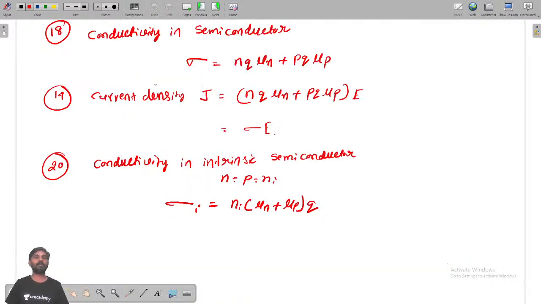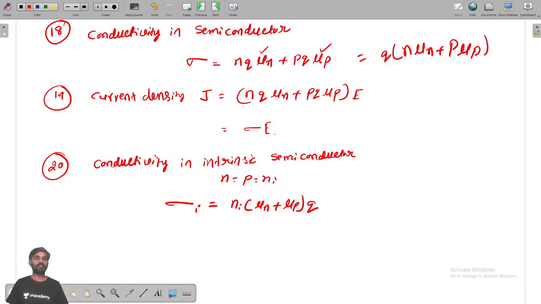The 18th formula is going to be conductivity of a semiconductor. For a semiconductor, as I told you, both mu n and mu p will exist because the current is due to both electrons and holes. That is n q mu n plus p q mu p. If you want, you can write it like this: q into n mu n plus p mu p. Not required, but just for this.